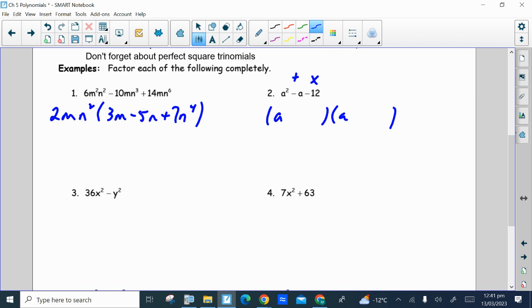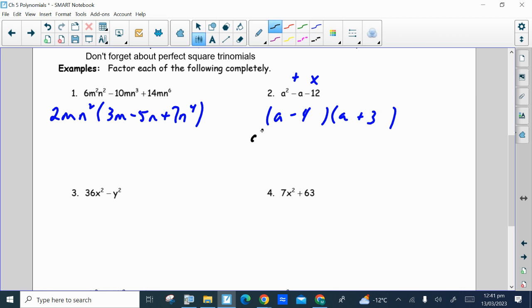Because they multiply to get negative 12, their signs have to be different, one positive, one negative. And because they add to get negative 1, the bigger number must be negative. Negative 4 and positive 3 are the factors. Negative 4 times 3 is negative 12, and negative 4 plus 3 is negative 1.